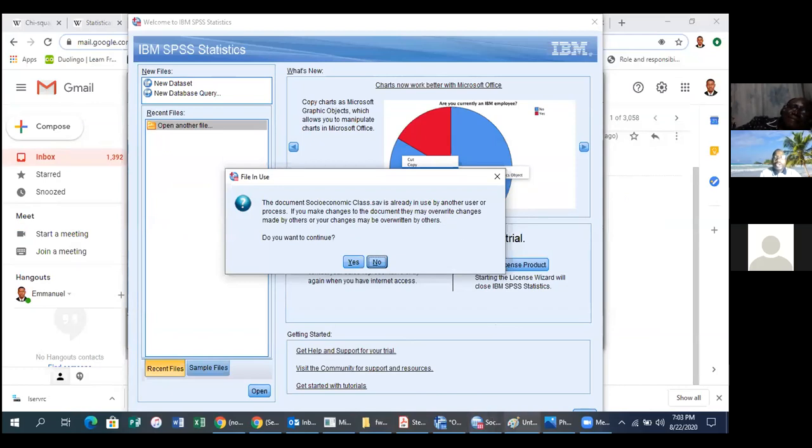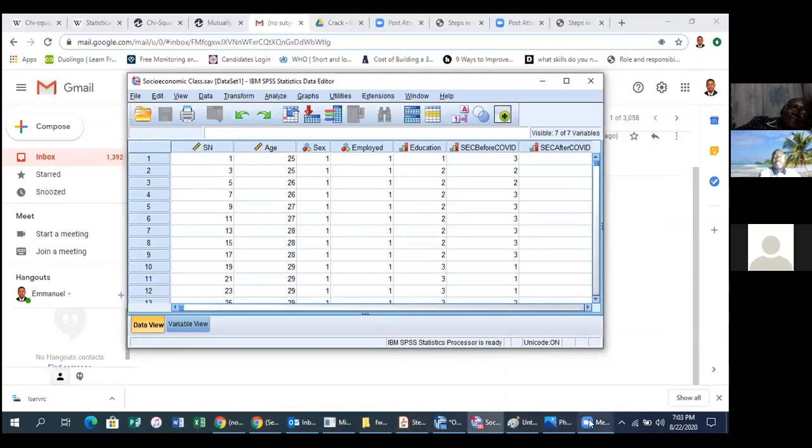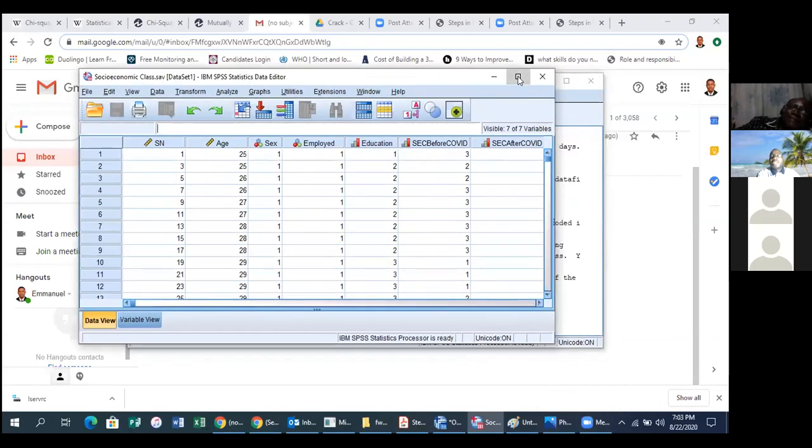Please, you can stop sharing first. Then share again. Can you see? It has opened. Expand it.